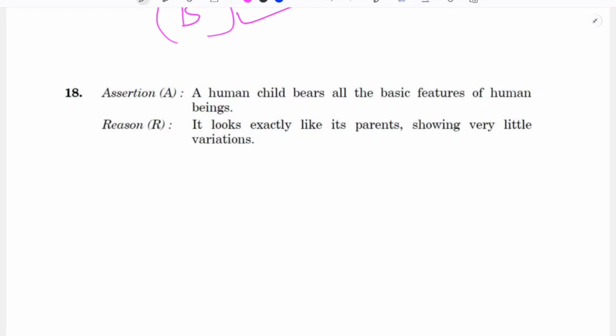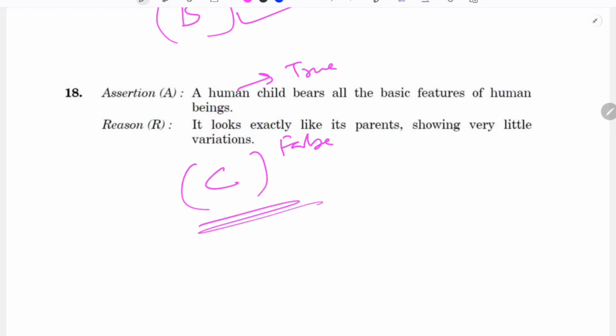Assertion A: A human child bears all the basic features of human beings. This is true. Naturally, every child bears the features of human beings only. Reason: It looks exactly like its parents, showing very little variations. But the reason is false, because this is not possible. So assertion A is true, but the reason is false. So the correct answer here is C. Assertion A is true and the reason given is itself false. So this is the option.